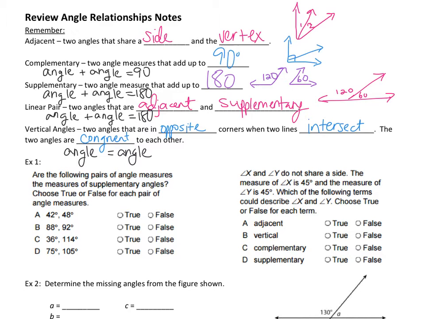So complementary, we could say angle plus angle will equal 90. Supplementary is angle plus angle equals 180. And that would be the same for linear pair. Vertical angles, since they're congruent, we can say that angle equals angle, and then we can solve for x and plug it back in.